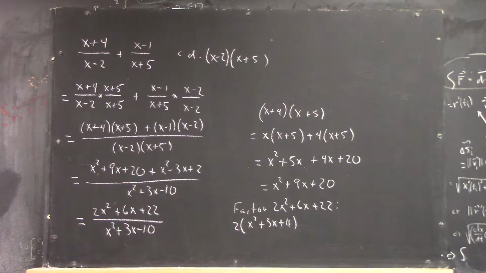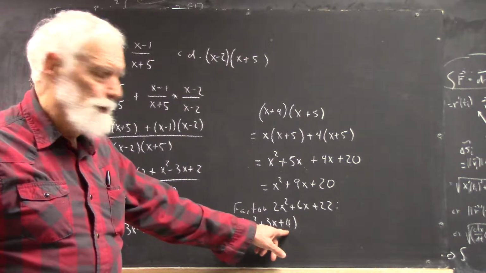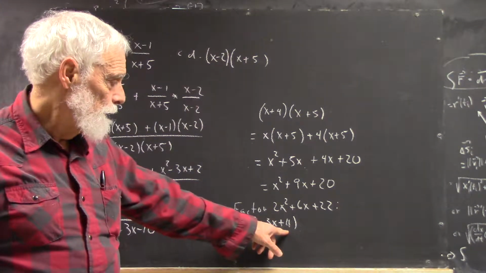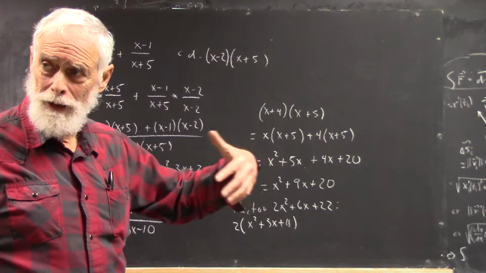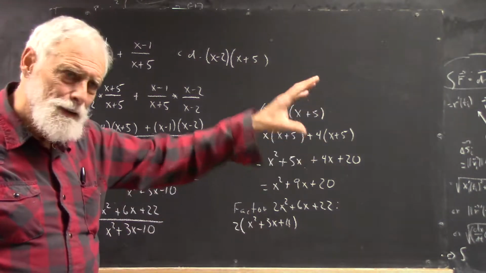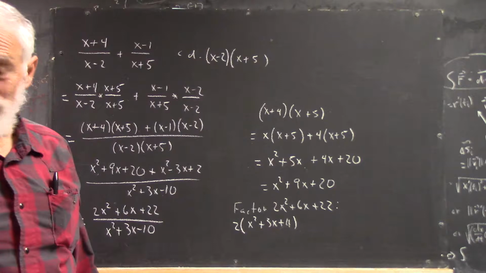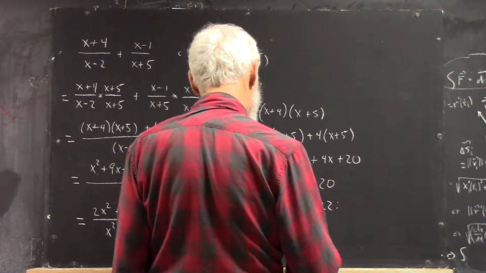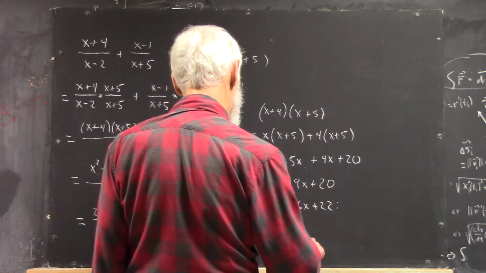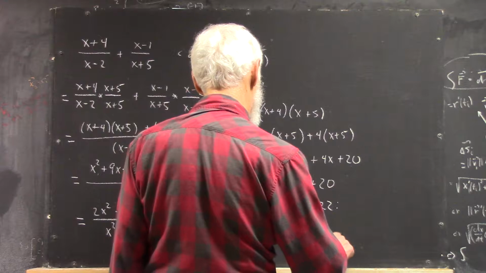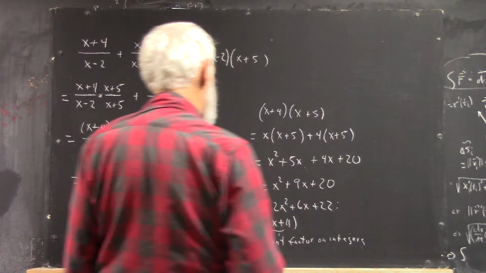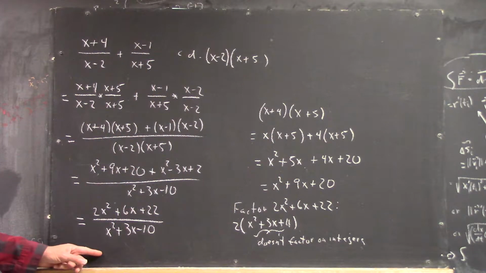Then can you factor that? Well, the only integer factors of 11 are 1 and 11, right? And there's no way you're going to have an x plus or minus 11 and an x plus or minus 1 that's going to give you a 3x. And that's a little ways down the road, but this doesn't factor, at least not on integers. So this can't be reduced. Okay?